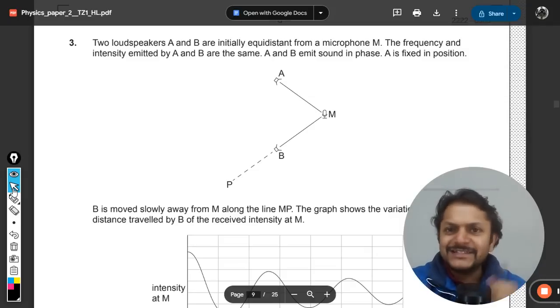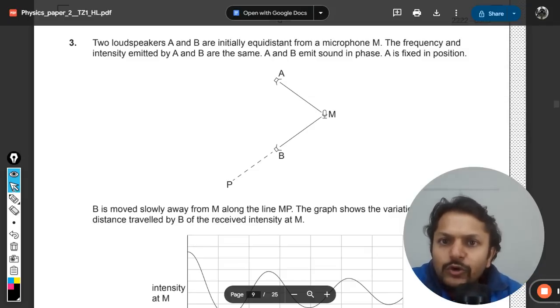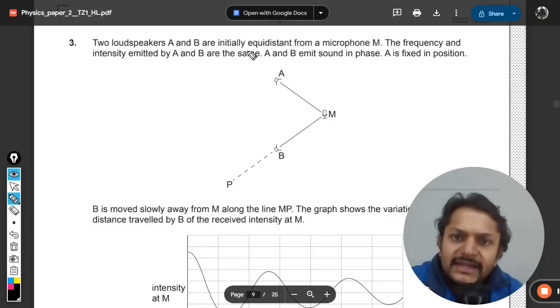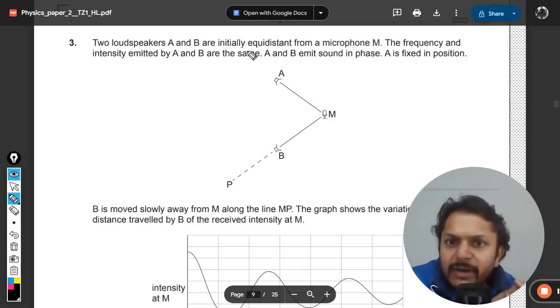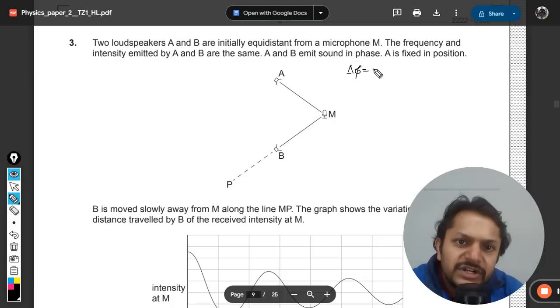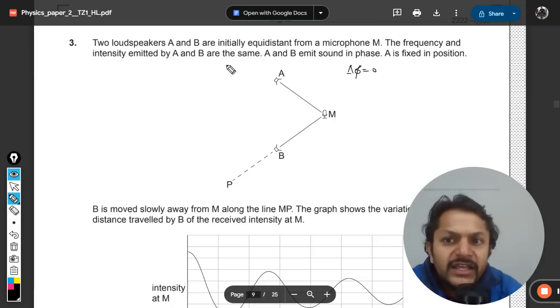Okay, dear students, let's see what is there in this question. Two loudspeakers A and B are initially equidistant from a microphone M. The frequency and the intensity emitted by A and B are the same. A and B emit sound in phase. So the initial phase difference is given to be zero, and they are equidistant.